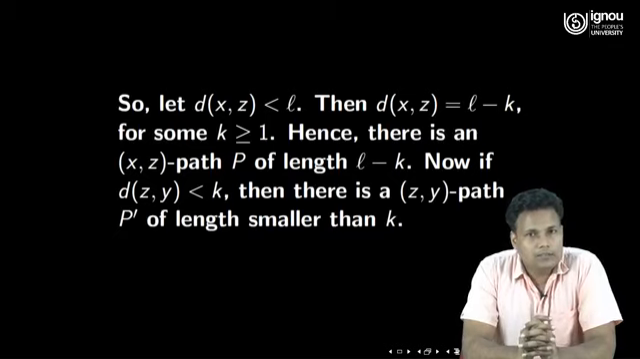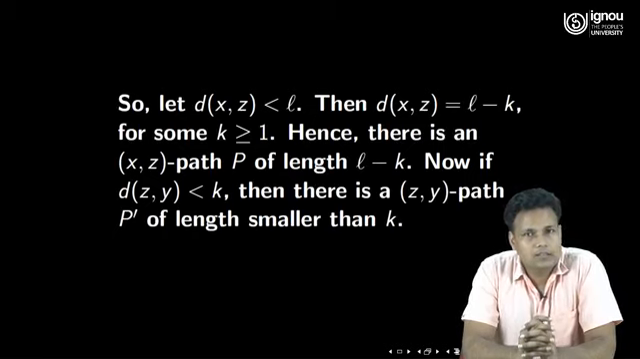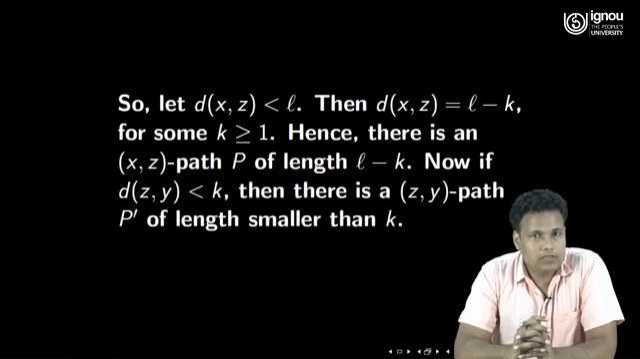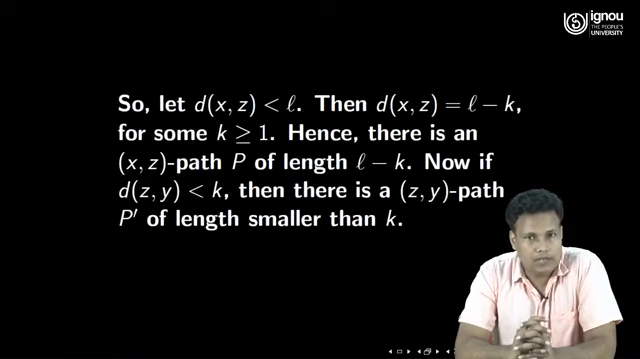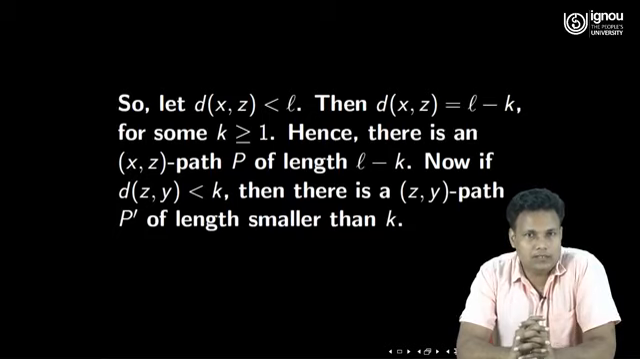Now we claim that the distance between z and y cannot be smaller than k, because if it is smaller than k, then there is some yz path, say p dash, which has length smaller than k, and we have the path p which is from x to z and has length L minus k, right, and p dash is the path from z to y which has length smaller than k. So what does this mean?